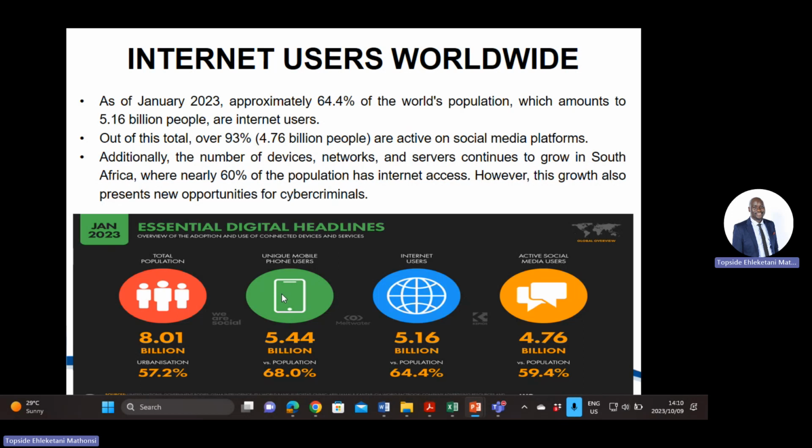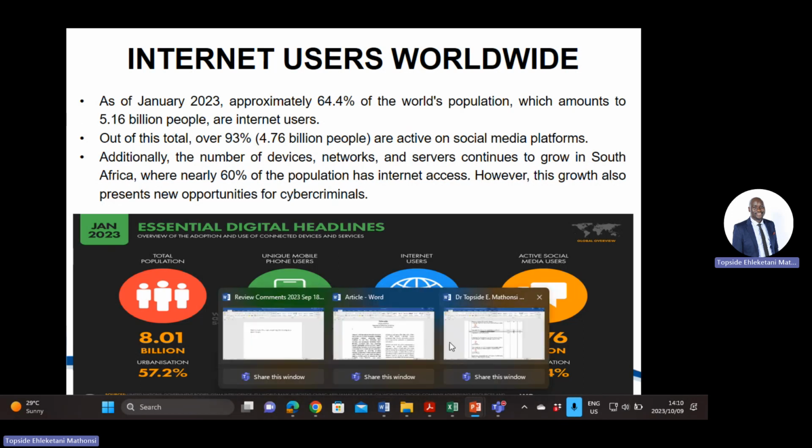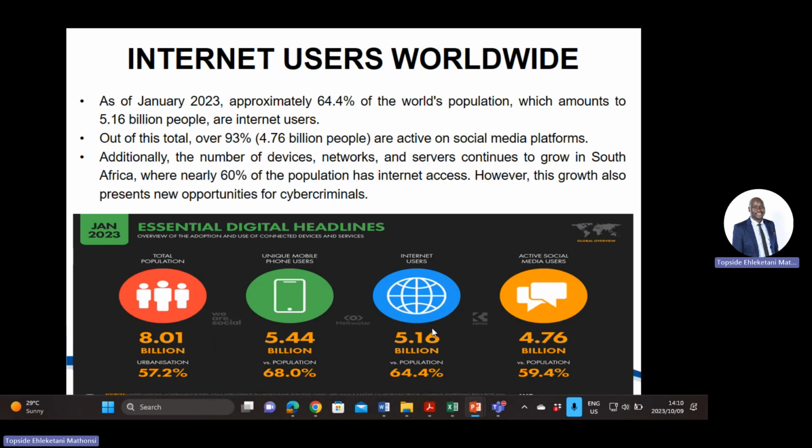Here is the population of people who have cell phones, but some of those cell phones cannot be used to access the internet. Then in terms of internet users, as we have indicated in our first bullet there, we have about 5.16 billion users. In terms of the population, we have 64.4%.